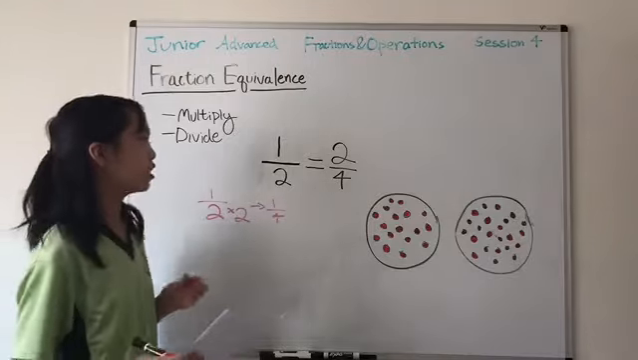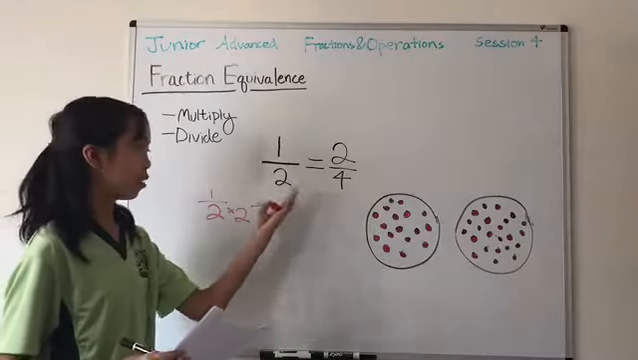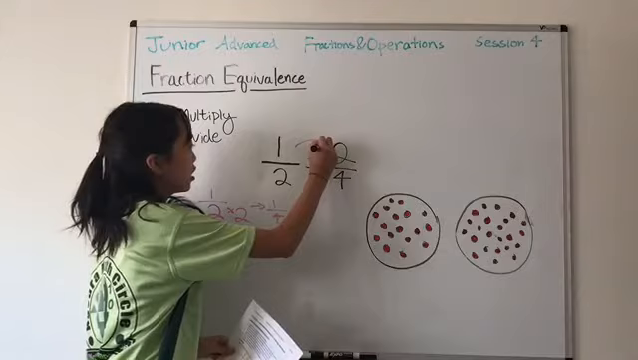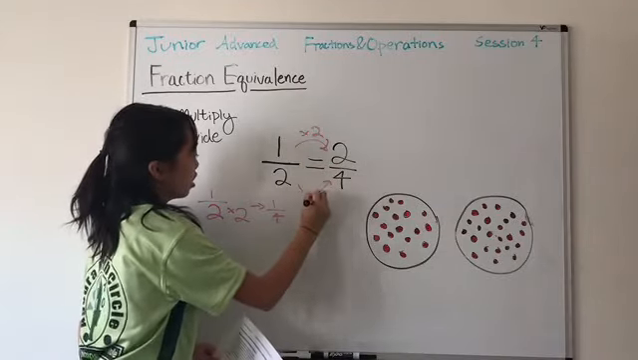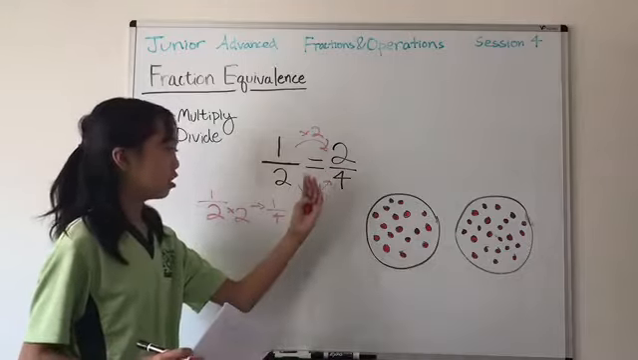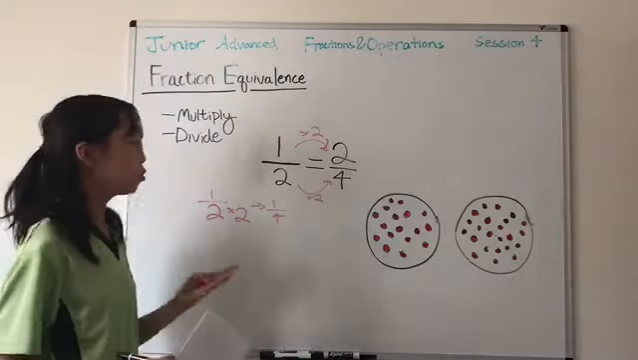To explain it further in depth, let's look at this pair. So if you multiply this by 2 and multiply this by 2, then you'll get 2/4, which is equal to 1/2.